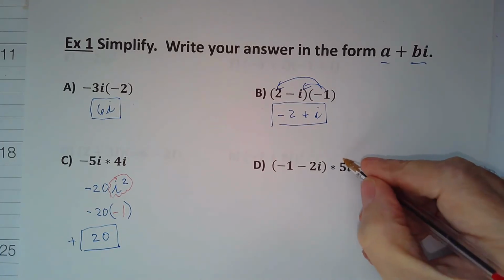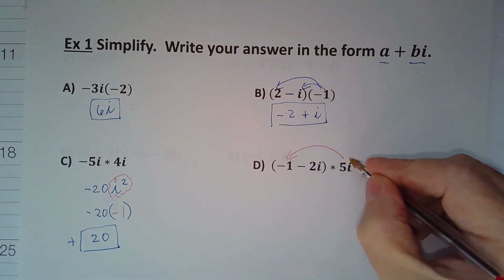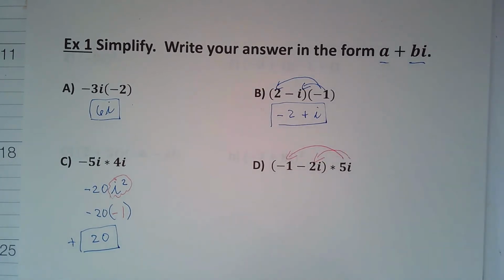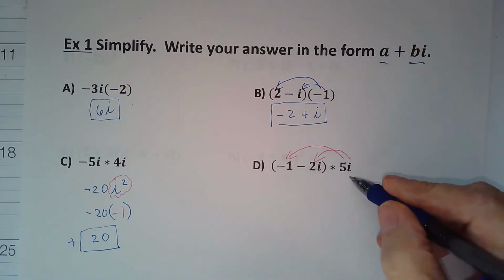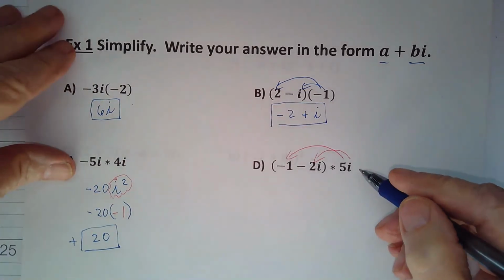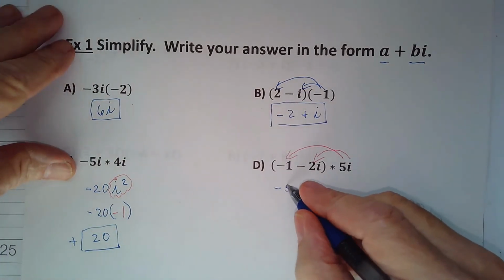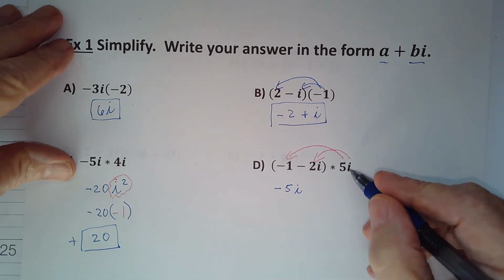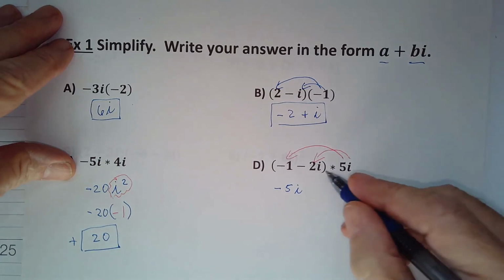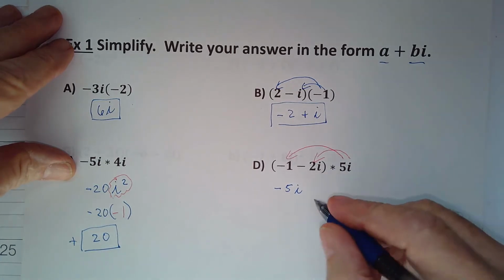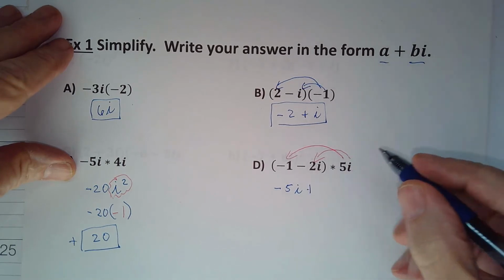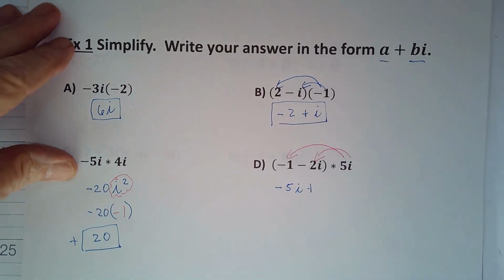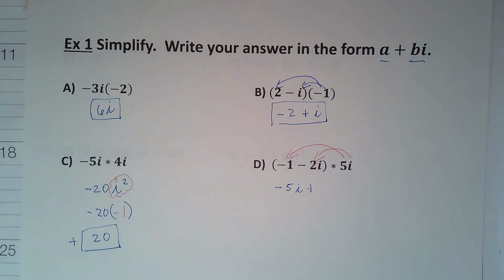All right, next problem, it's going to be distribution again. This time we're distributing the 5i to the negative 1 and the 5i to the negative 2i. Okay, so negative 1 times 5i is going to be negative 5i. And negative 2i times 5i, let's see, negative 2 times positive 5 is positive, not positive. Let's get rid of that. I hate it when I do that. Negative times a positive is negative, right?